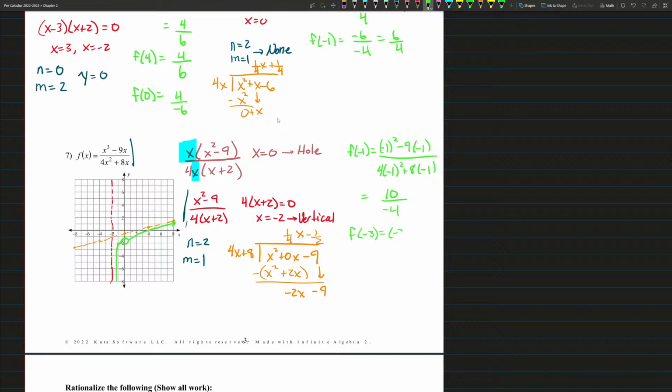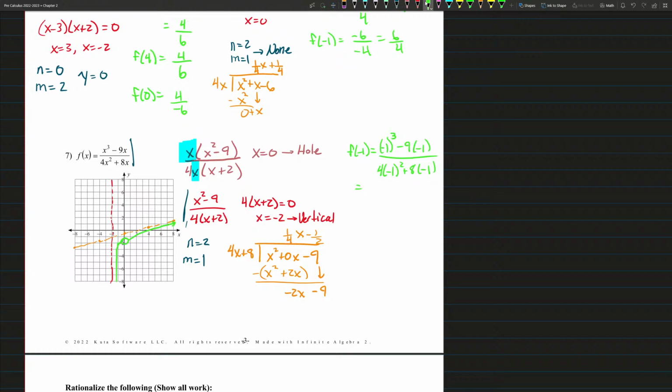So that's -3 squared minus 9 times -3 over 4 times -3 squared. That should be cubed. Plus 8 times -3. That changes things. All right, hold on. That should be cubed. Come on.